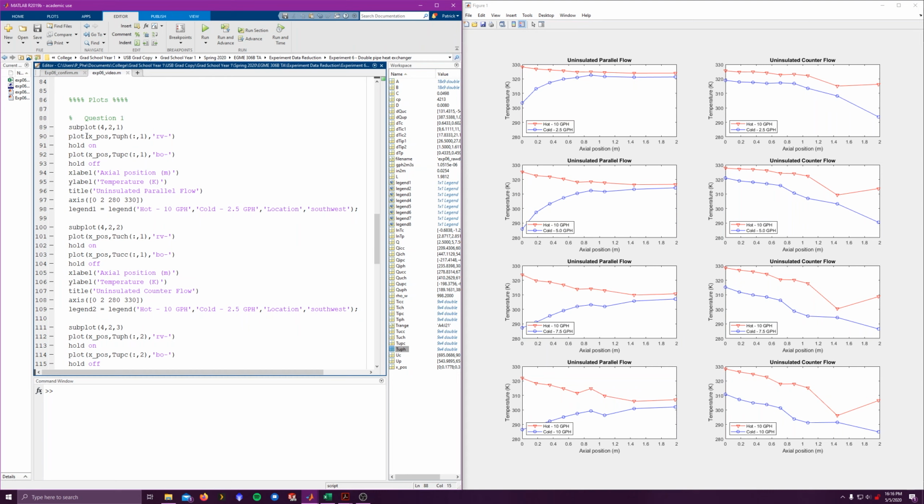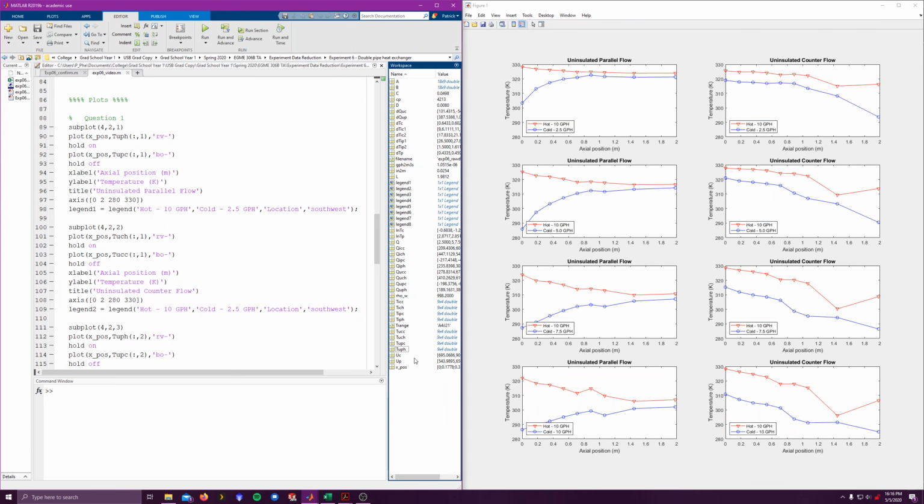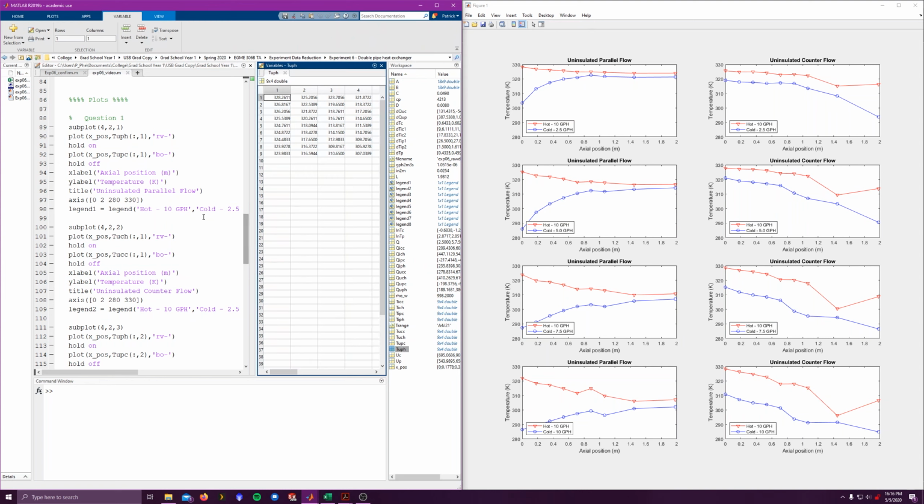We're plotting x position on the x-axis, and then here we have TUPH, the temperature for the uninsulated parallel flow for the hot fluid, and we're going to do that in red. The hot fluid is always going to stay at 10 gallons per hour, but the cold fluid is going to go from 2.5 gallons per hour up to 10 gallons per hour. So we're doing this for the first flow rate here.